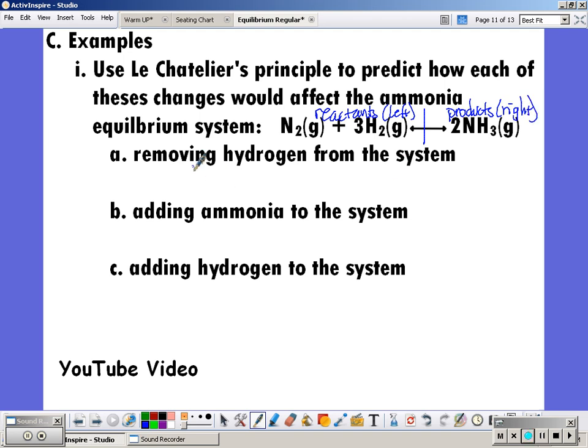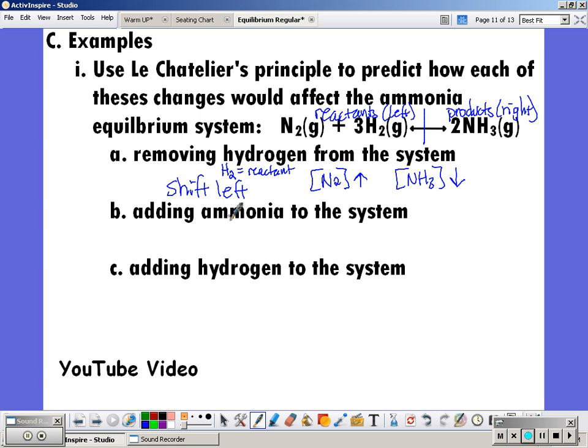So if I'm removing hydrogen, hydrogen is H2, and for this reaction, hydrogen is a reactant. Now when I remove a substance, I want to shift to the side that that substance is on. And since hydrogen is a reactant, I'm going to shift left. Now the question might also ask about the concentrations of the other substances in the reaction. So what happens to the concentration of nitrogen if I shift to the left? Well, because nitrogen is on the left, it would increase its concentration. NH3 on the right would decrease because I'm shifting away from it.